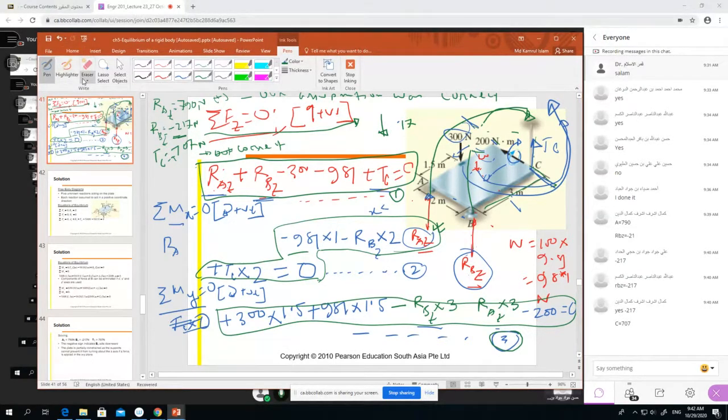So what do you have to do? Just change this one and write. This is the negative, so this is downward. If you write downward, then you need to omit the minus sign. Then you write RZ equal to 217.